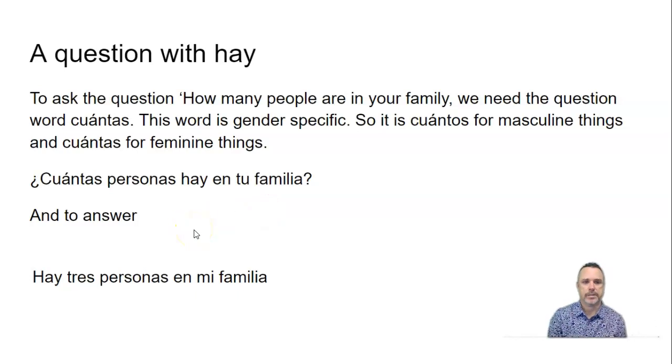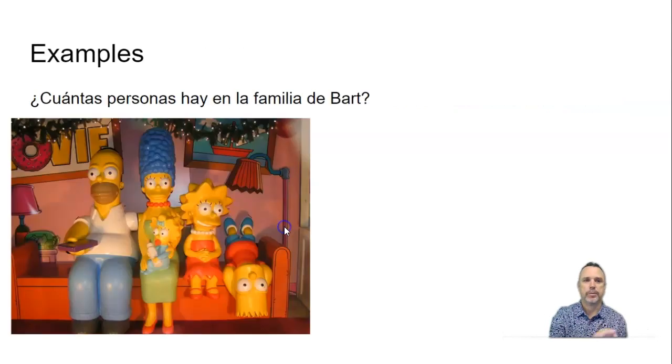And then to answer, you could say something like, hay 3 personas en mi familia. So in my case, we've got my padre, madre, hermana menor, hermano menor, y yo. 1, 2, 3, 4, 5. So if somebody asks me, ¿cuántas personas hay en tu familia? I would say, hay 5 personas en mi familia. So if I ask you that question, ¿cuántas personas hay en tu familia? What would you say? What would your answer be for that? Okay, so have a think about that and then we'll move on.